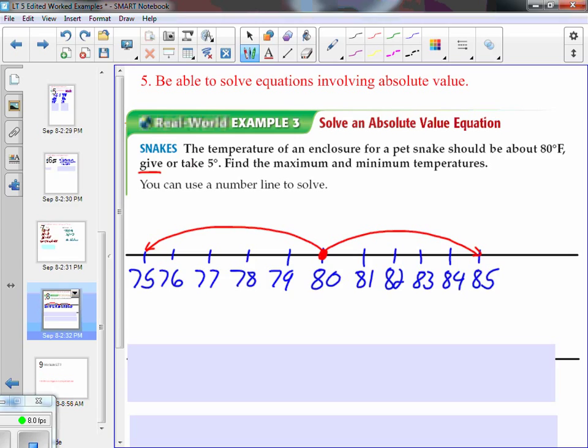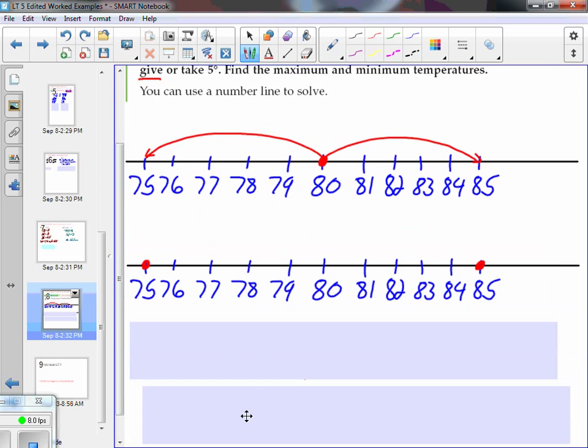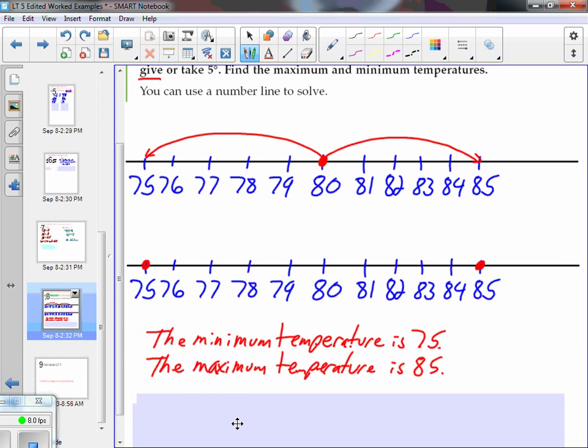So in other words, if you're wanting to keep your pet snake alive, and I don't know why you would be wanting to keep it alive, but if you were, as long as the temperature's between 75 and 85, you're good. But the actual question, maximum and minimum. Well, the minimum allowable temperature is 75. The maximum temperature is 85.